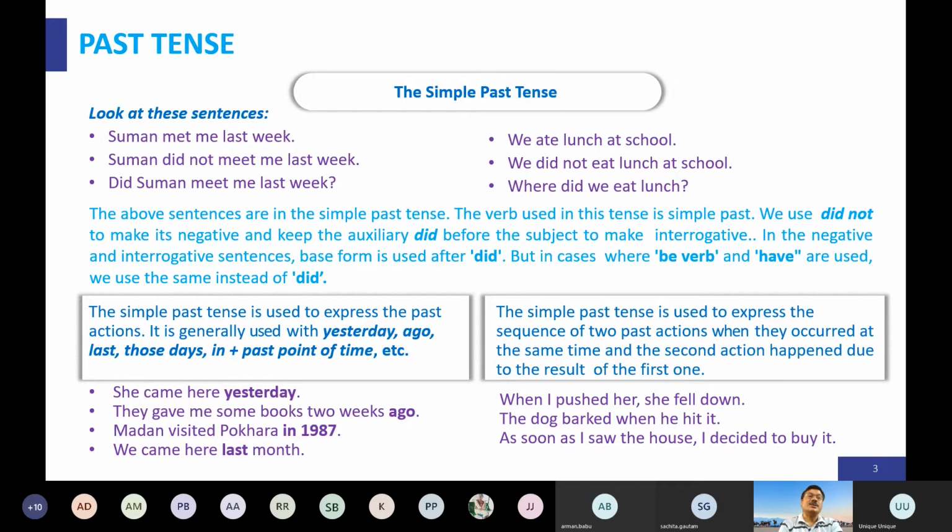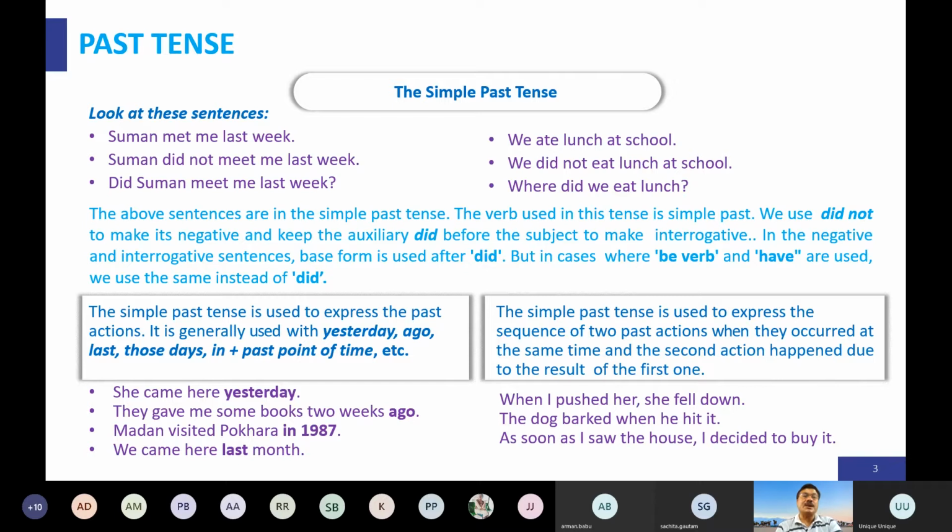So look at this sentence. First you see the example sentences. Suman met me last week. Suman did not meet me last week. Did Suman meet me last week? Same example, negative and interrogative. Okay, how these are used. We ate lunch at school. We did not eat lunch at school. Where did we eat lunch? Okay, simple past, negative, and interrogative question.